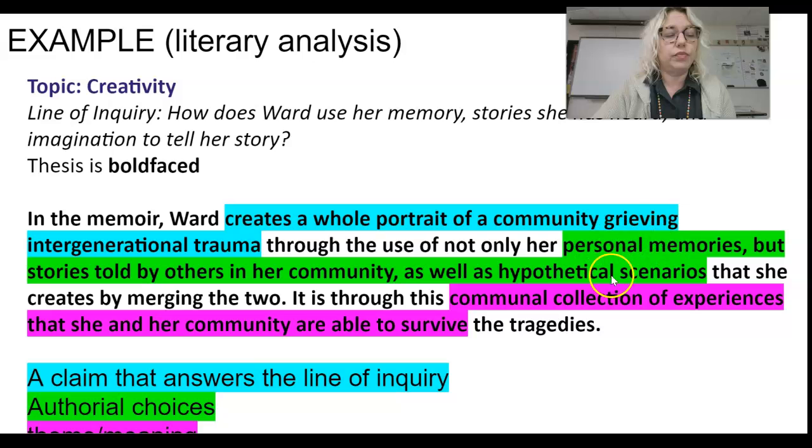So we've got the green is authorial choices, and this student has personal memories, stories told by others, and hypothetical scenarios included. And then to get to meaning, this has to do with the collective over the individual, right? Communal collection of experiences. It helps them to survive. All right, so you've got a couple, or a good example here.